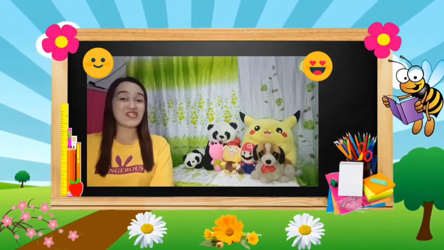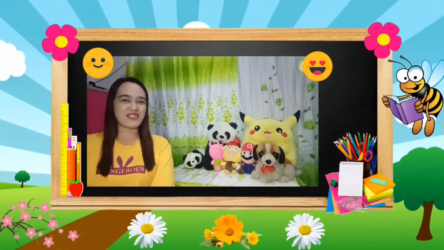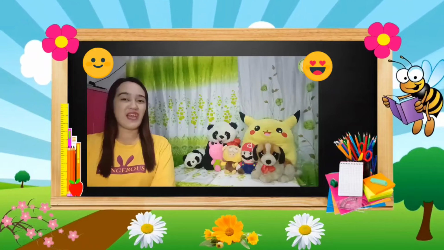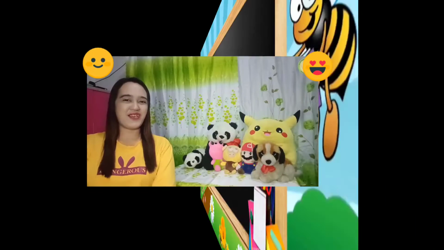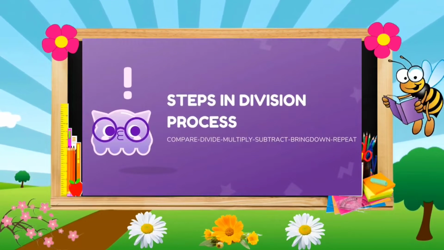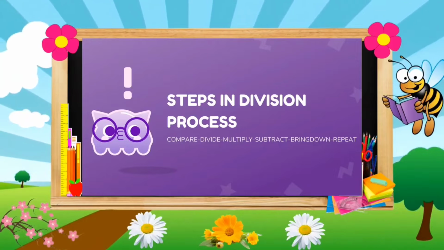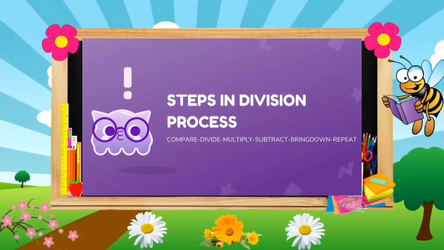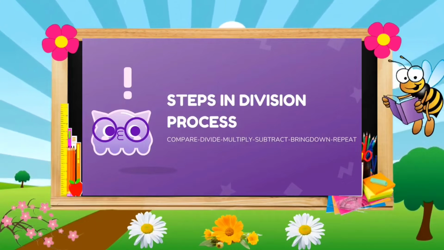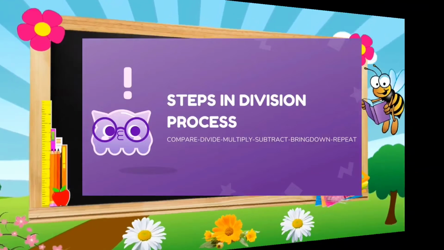In today's lesson, you are going to learn how to divide 2 to 4 digit numbers by 10, 100, or 1000 without and with remainder. In our previous lesson, we learned the long method of dividing numbers. The steps are to compare, divide, multiply, subtract, bring down, and repeat.